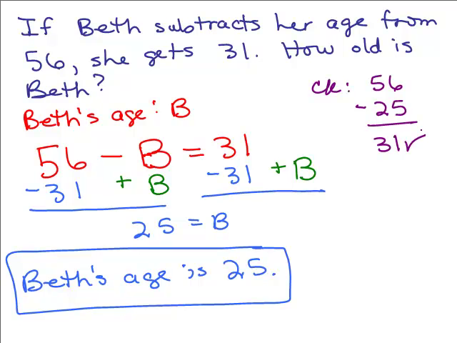Now if you did it the other way around, like you wrote the problem down incorrectly as B minus 56, you would notice that you would get a really large age for Beth. You would get that she was 87. And obviously if she subtracted 87 from 56, she'd have a negative number. All right, so be very careful the way you write the equation and especially check it. Also keep in mind that you could solve this equation in more than one way. Okay, 56 minus B is the correct equation, but you may have solved it a little bit differently than I did.